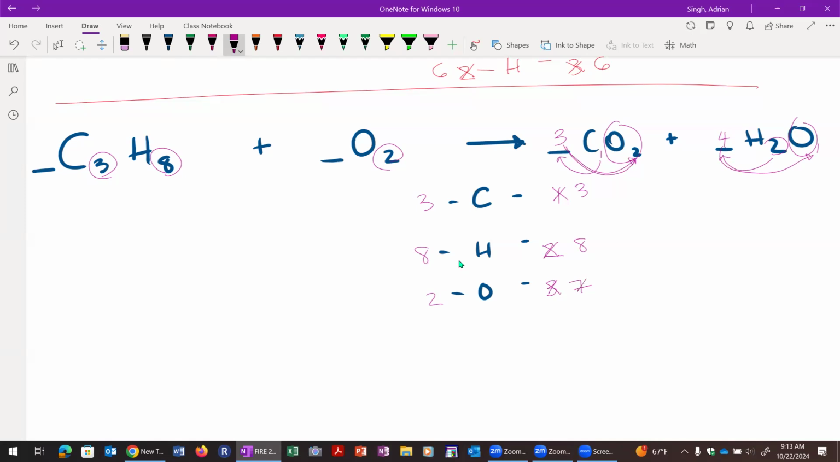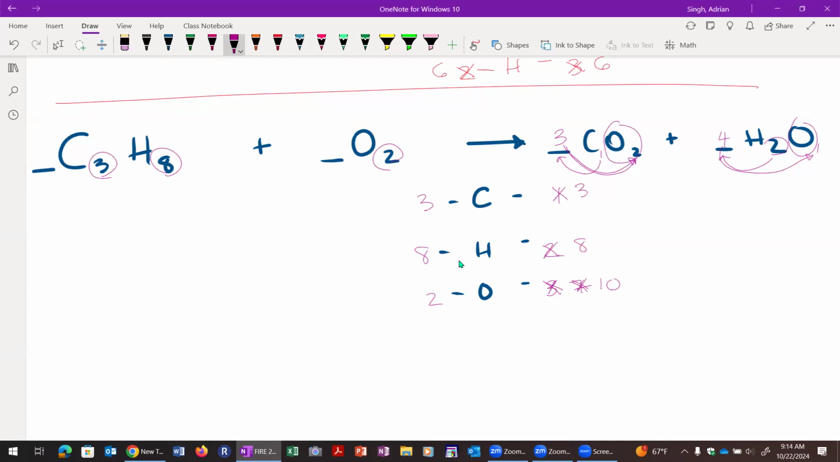6 plus 4 gives me 10. And this is the step that, especially when you first start balancing, a lot of people forget to do. Yes, I've changed my oxygens by putting this coefficient in front, but don't forget you also have the oxygens over here in the CO2 as well. It's very easy to get tripped up with that. So make sure you're counting all the atoms.